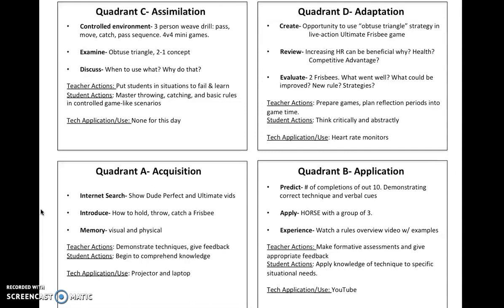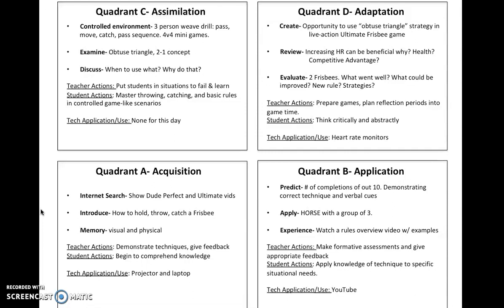So the controlled environment would be the 3-person weave drill, maybe the 5-star passing drill, and then 4v4 mini games where you're using the rules of Ultimate Frisbee, but kids are getting more touches, more opportunities. Just shrink it down, shrink the dimensions, where when you play a full game of Ultimate Frisbee and it's competitive and there's only one Frisbee to go around for who knows how many kids are in your PE class, that can be tough. So giving these guys a chance to explore in controlled situations is what's happening here.